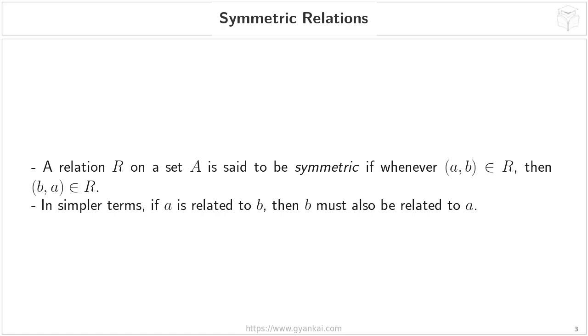Let's break that down. Think of it like a mirror image. If a is related to b according to our relation R, then b must also be related to a. It's a two-way street. In other words, if the ordered pair (a, b) is a member of the relation R, then the ordered pair (b, a) must also be a member of R.